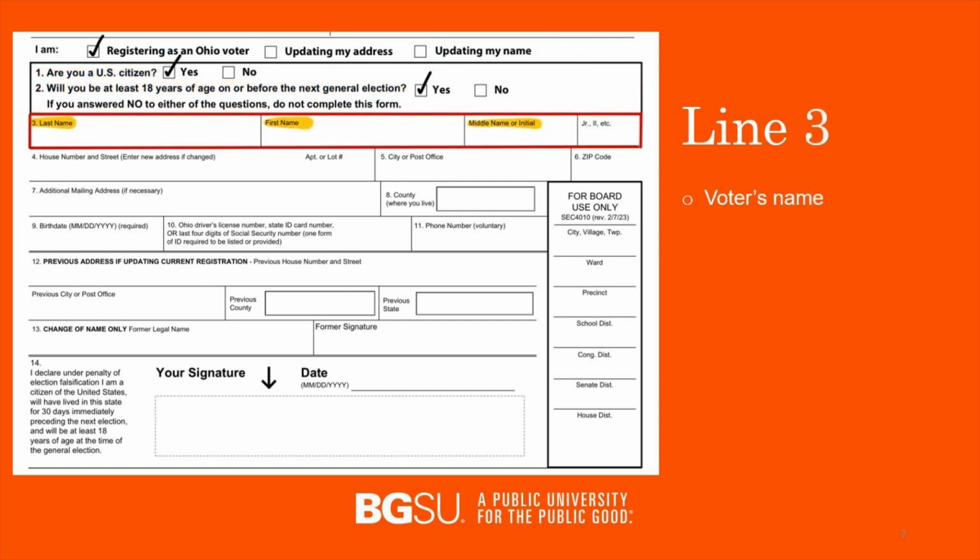Field 3 is the voter's name: last, first, middle name or initial, and any suffix that may apply. If a voter does not have a suffix or a middle name, they may leave it blank, but first and last name are always required.